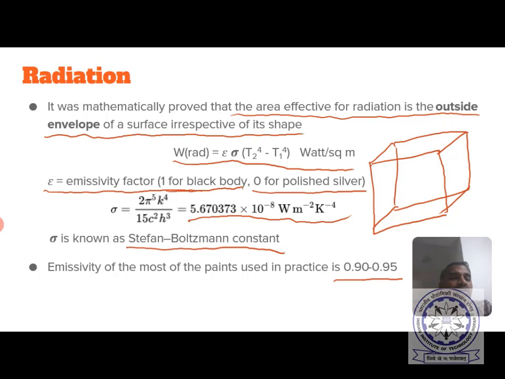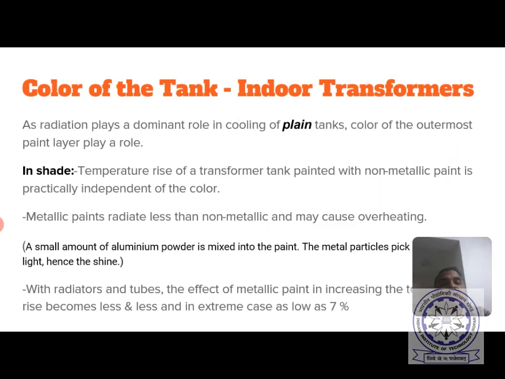So, what is the problem we have to understand here? There is a difference between transformers kept under shade and kept under sunlight. It means that for an indoor transformer and an outdoor transformer, the radiation property is a little bit different. This is very important to understand. That's why this separate lecture is devised for that.